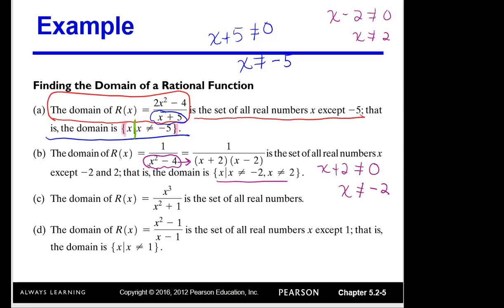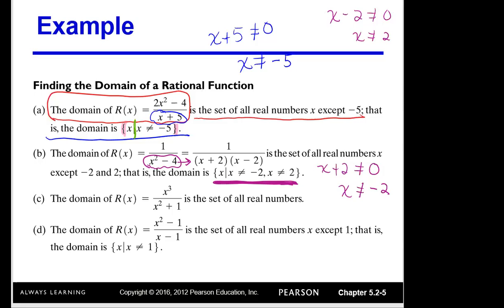And here it is in set builder notation. It's the set of x such that x is not allowed to equal -2 and x is not allowed to equal +2. I think in my math lab, you're just going to have to type in -2, +2, but we'll look at that.